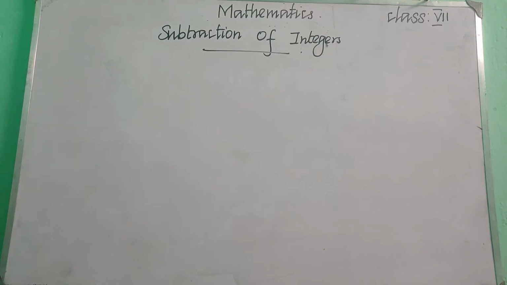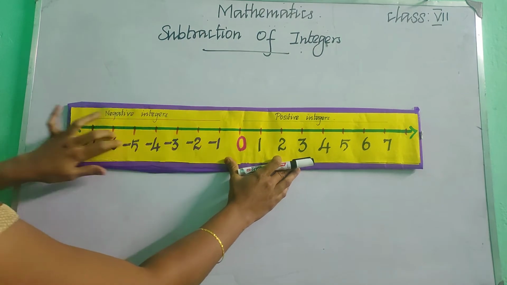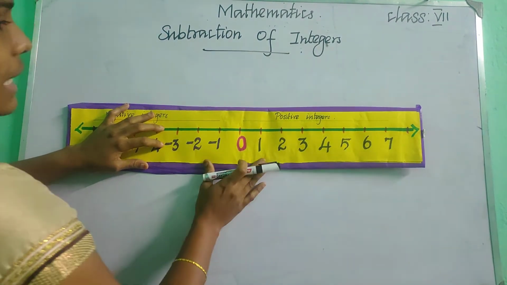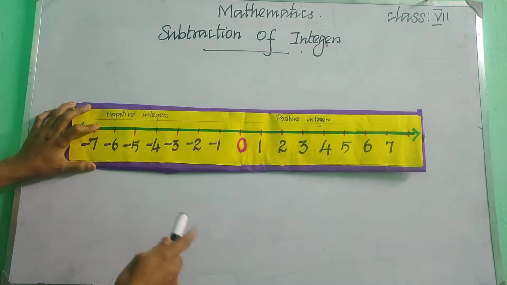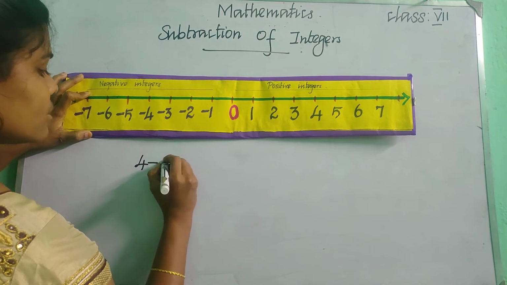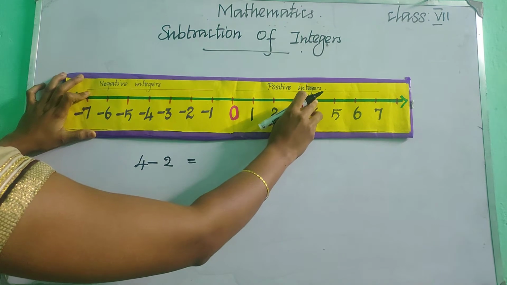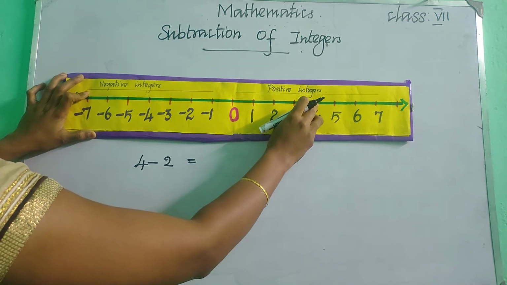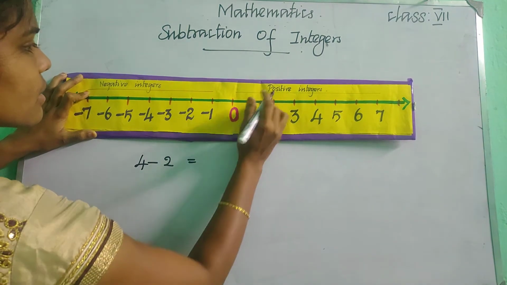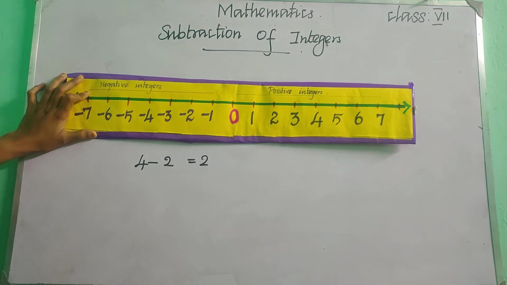See, we know in a number line we'll have negative integers on the left hand side and the positive integers on the right hand side. Simply, if I am having 4 minus 2, what will you do? We need to start from 4. Minus 2 means we'll move to the left side, 1, 2. So what is the answer? We'll get 2 as the answer.